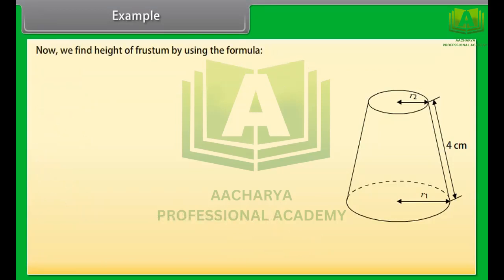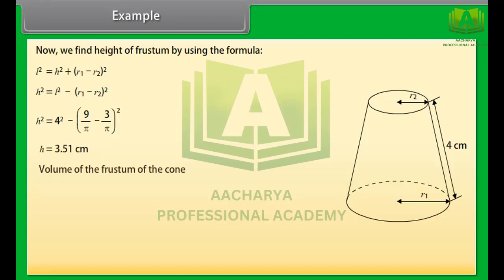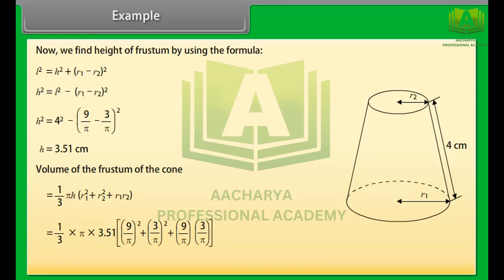Now we find height of frustum by using the formula. L square is equal to h square plus R1 minus R2 whole square. H square equals L square minus R1 minus R2 whole square. By substituting the values we get h equals 3.51 centimeter. Volume of the frustum of the cone, by substituting the values, is equal to 43.50 centimeter cube.